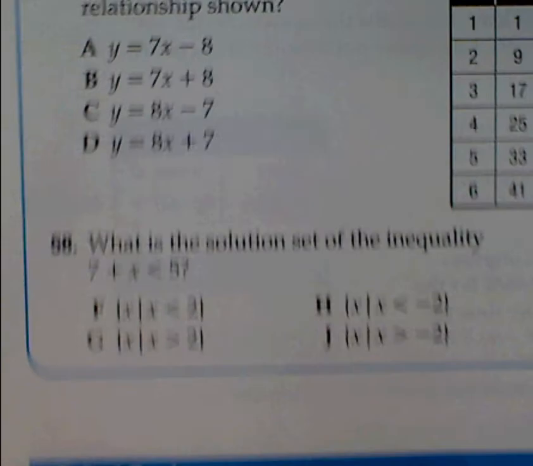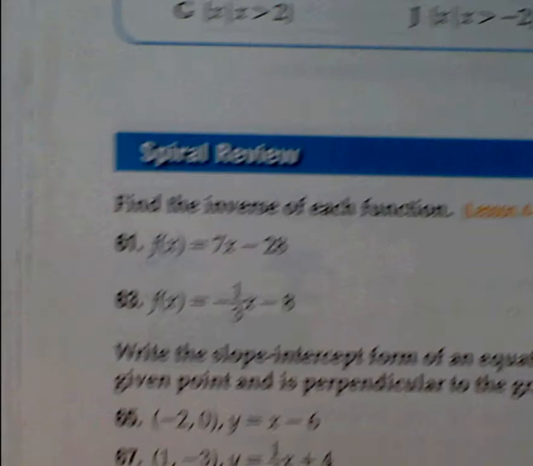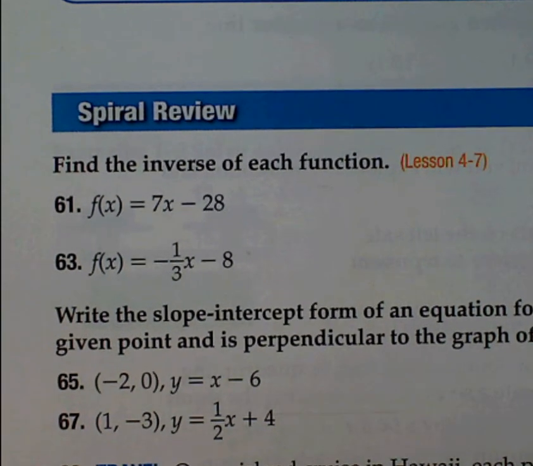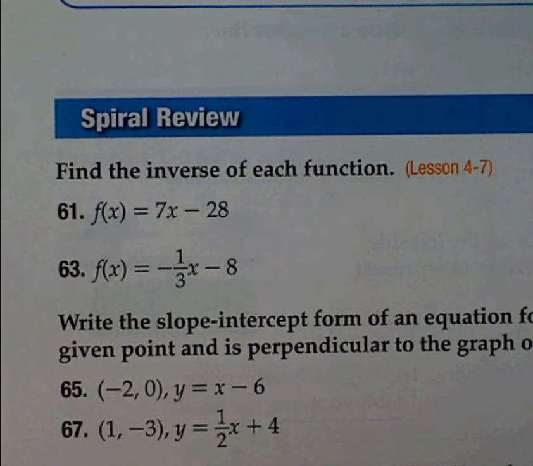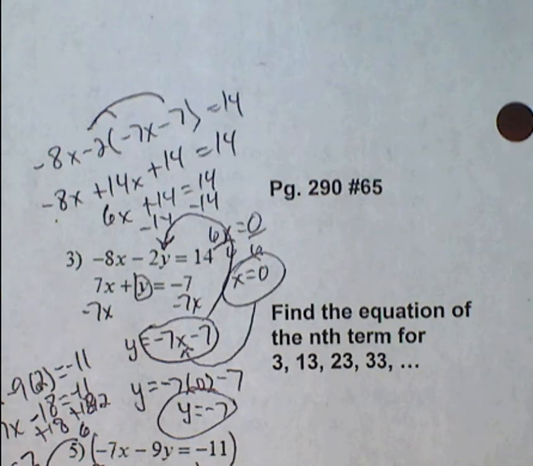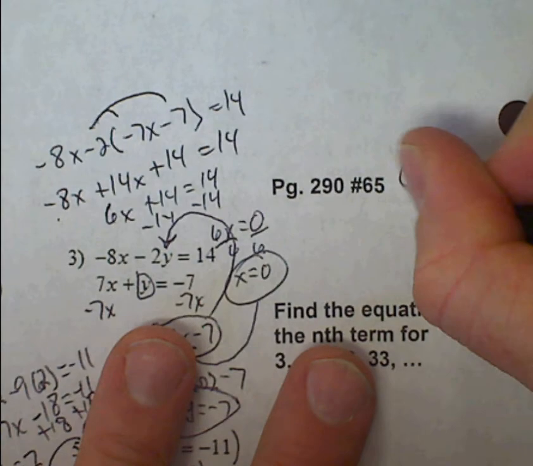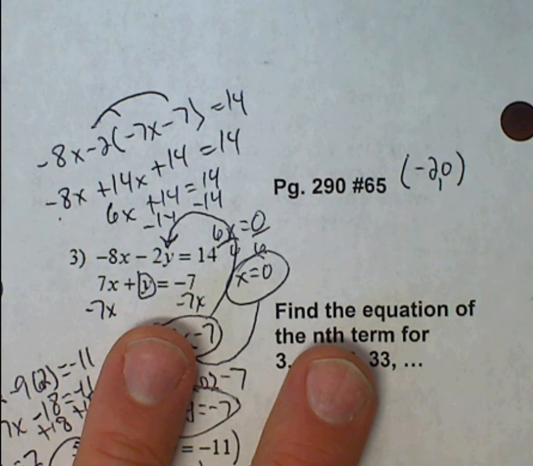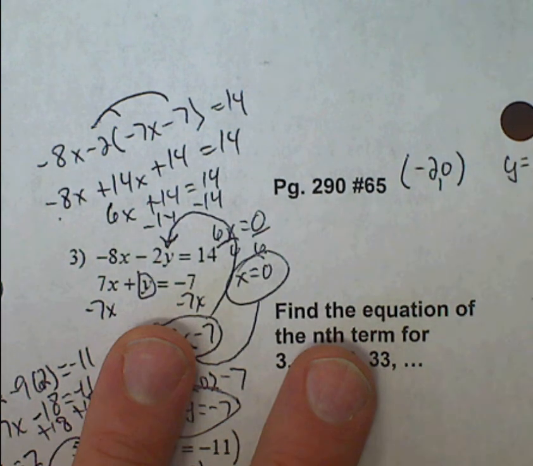Number 65. It says, write the slope-intercept form of an equation for the line that passes through the given point and is perpendicular to the graph. Okay, so my point is negative 2, 0. That's my point. And then they gave me y equals 1x minus 6.